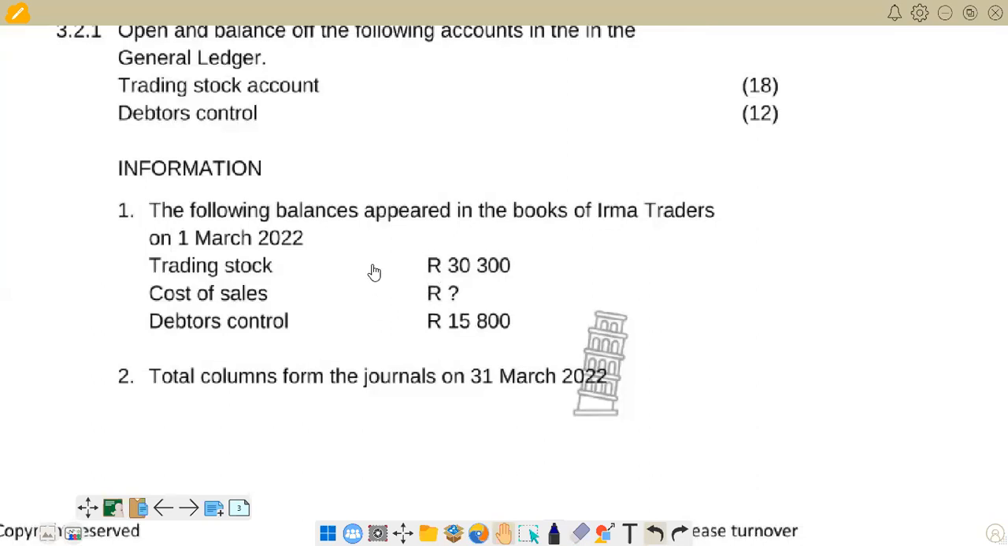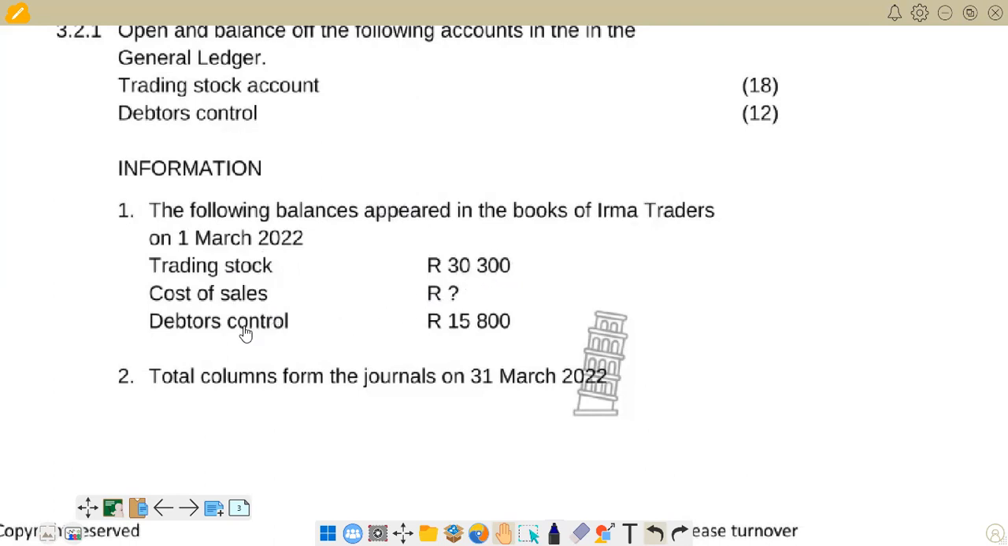So from there, you see that the information that you are given, part one, is saying the following balance appeared in the books of EMA Traders. So we've got the trading stock balance that is on 1 March 2022, which is 30,300 rands. So this is our opening balance for trading stock.